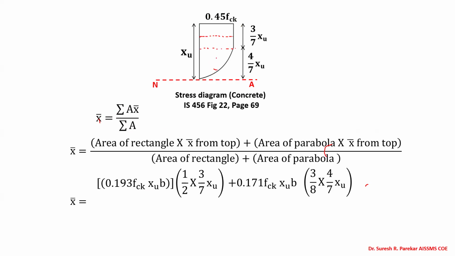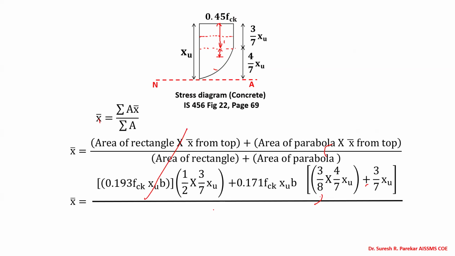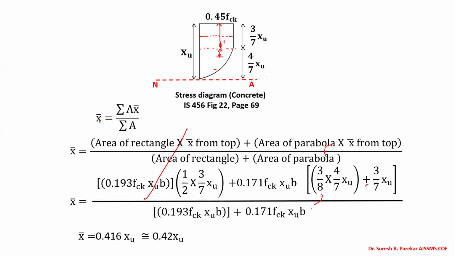So from here we have this value, that is 3/8 of 4/7 xu, but we have to find it from top. So we have to add this value of 3/7 of xu and then divide by the total area which we have calculated, 0.36 fck xu B. So we have this value 0.36 fck xu into B. And that will give us 0.416 xu, approximately 0.42 xu. So we have this for 2 marks. So in total we have 5 marks for this question 1A.